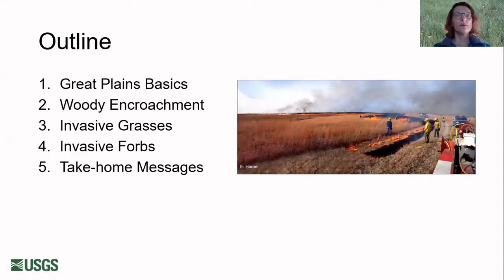I didn't see many presentations about Great Plains grasslands in the conference agenda. So before I talk about fire and invasives in the region, I'll make sure you have a decent understanding of the ecosystem. Then I'll talk about the two most widespread and abundant invasive plant types in this system, woody species and grasses. I'll briefly touch on invasive forbs, and then I'll wrap up with the main messages that I want you to remember.